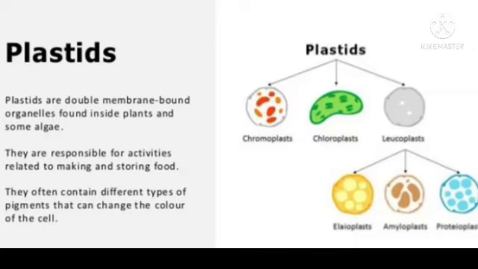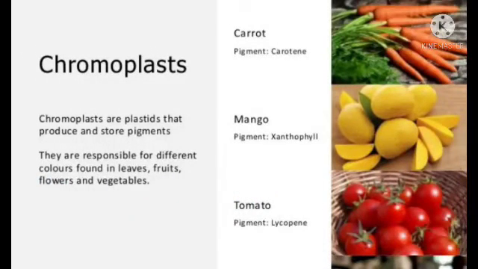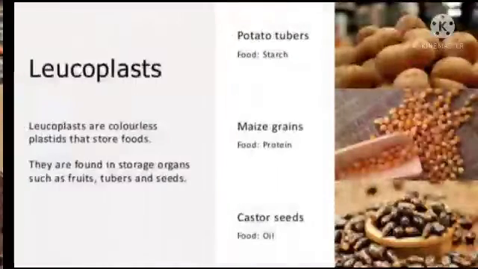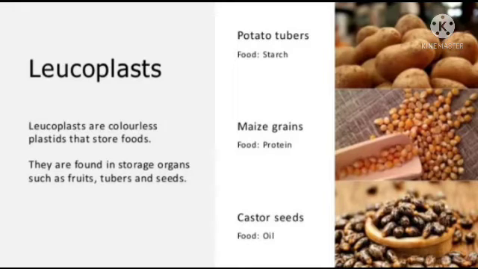Plastids: plastids are double membrane bound organelles found inside plants and some algae. They are responsible for activities related to making and storing food. They often contain different types of pigments that can change the color of the cell. Chromoplast: chromoplasts are plastids that produce and store pigments. They are responsible for different colors found in leaves, fruits, flowers, and vegetables. Leucoplasts: leucoplasts are colorless plastids that store foods. They are found in storage organs such as fruits, tubers, and seeds.